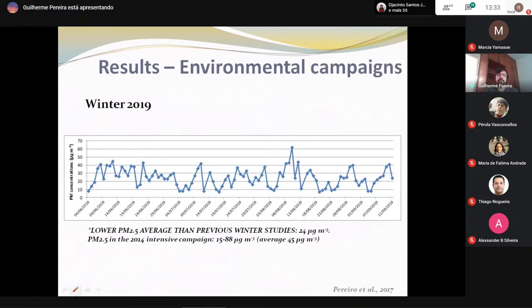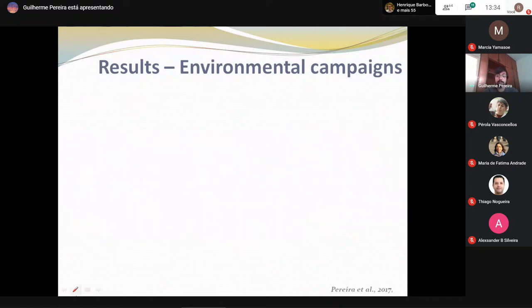Well, here we have results of particulate matter, PM2.5, for the winter campaign 2019. We see that there were a lot of days where the daily World Health Organization limit was exceeded, but the average PM2.5 was lower than observed before in 2014. So there was a reduction here, two times.